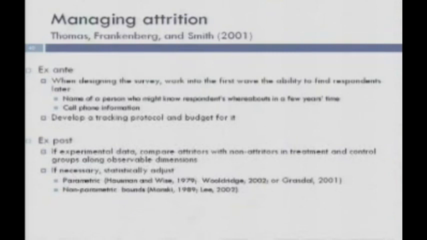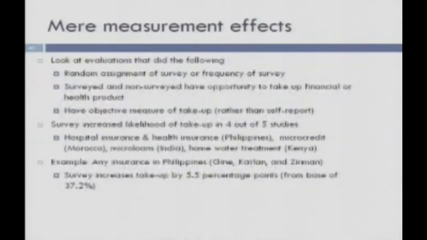You can also ask for people who have lots of relatives. So in the initial survey, you can say, who in your family, or elsewhere, would know where you might be if you're not here, and do you have a cell phone number for them? You can also budget for tracking initially. There's various things you can do to adjust for attrition, obviously, if it doesn't work out.